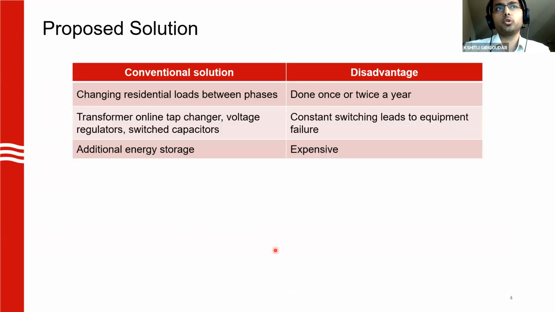Moving on to the existing solutions to mitigate unbalance. One of them is to allocate the residential loads evenly between phases. But this is done rarely in the year. So for most part of the year, we still have an unbalanced grid. The other option could be to use regulator or transformer taps. But since this involves constant switching action, it might lead to a failure of the equipment. Also, we could add additional energy storage to balance the grid, but that might be a costly option.